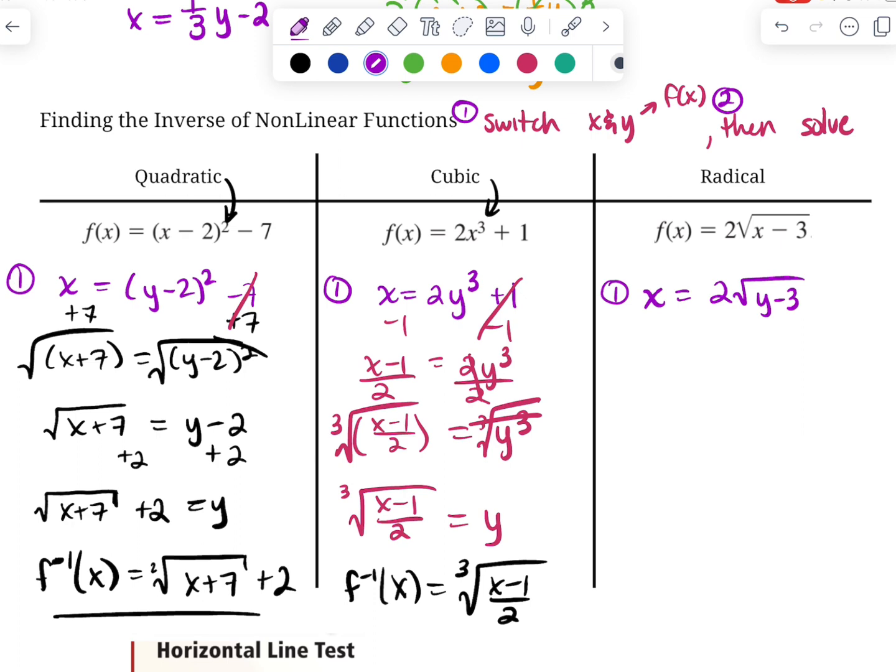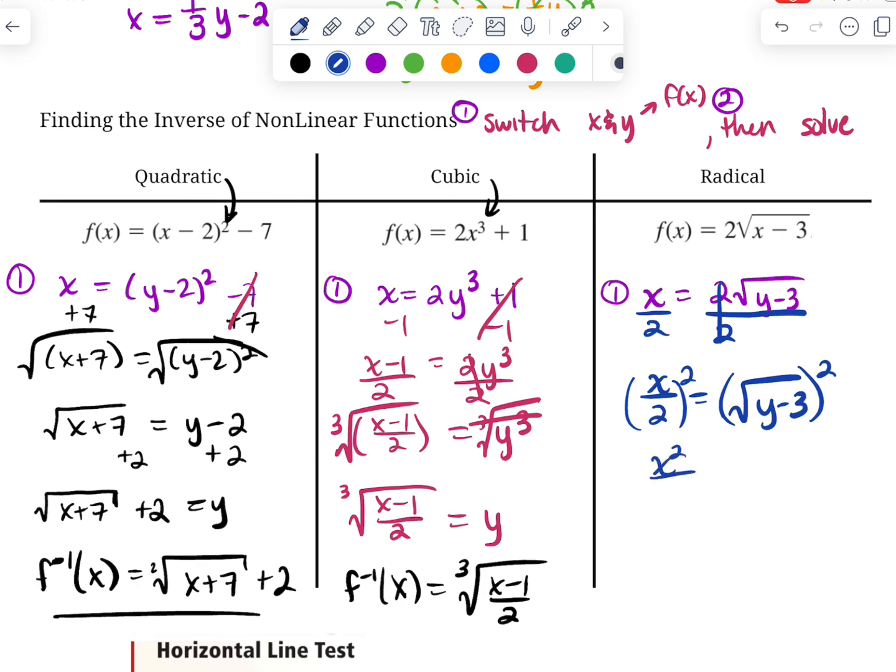Now, this problem, there are 2 ways you could approach this, okay? I'm going to go with the most traditional route, okay? Meaning, you're supposed to isolate the radical, so I'm going to divide both sides by 2. So I get x over 2 equals the square root of y minus 3. And then I'm going to square both sides. So that means I get x squared over 4 equals y minus 3, because those are gone. And then I'm going to add 3. So x squared over 4 plus 3 equals y. Now, I want to keep in mind, so our inverse is x squared over 4 plus 3.